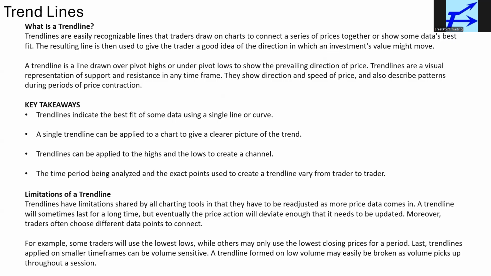Limitations, they have limitations in all tools, sometimes last for a long time, but eventually the price action will deviate enough that it needs to be updated. And that is very true. So trend lines you have to continually update as the data points change. And traders will use different data points, so they'll have different trend lines based on how they are seeing the chart. So some traders will use the lowest lows, others will use the closing prices. So you should be consistent on what you do. Trend lines applied on a smaller time frame can be volume sensitive as well. So especially around earnings, for instance, trend lines may or may not help you that much.